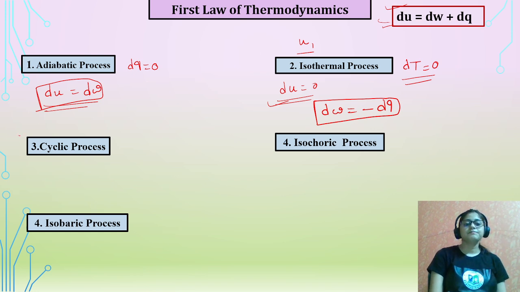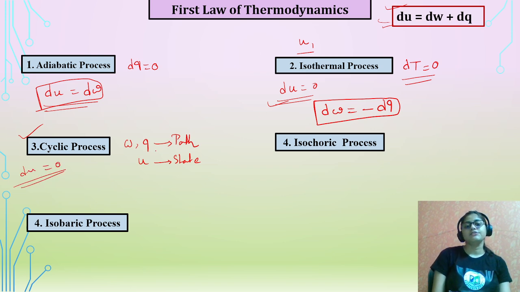For the cyclic process, what will be the equation? We know for the cyclic process, the change of state functions is 0. And here internal energy, work and heat are there. So we know W and Q are path functions, and U is a state function. So dU will be 0 for the cyclic process. So same like the isothermal process, here dW will be equal to minus dQ, right?